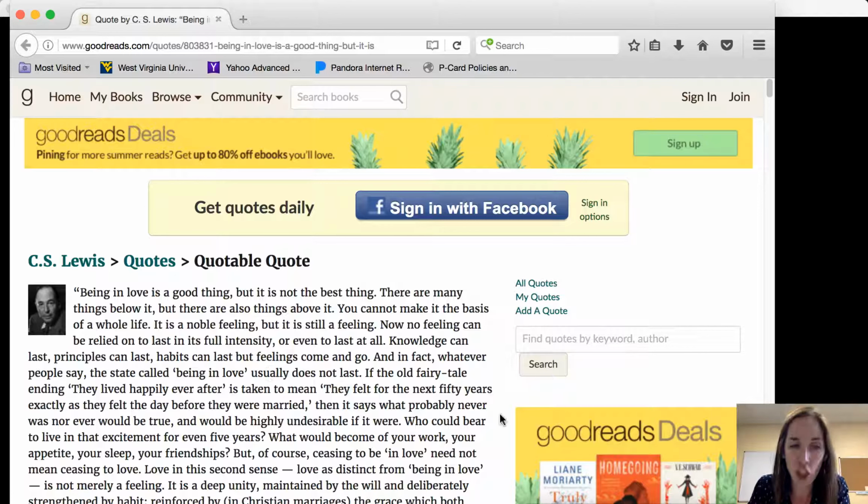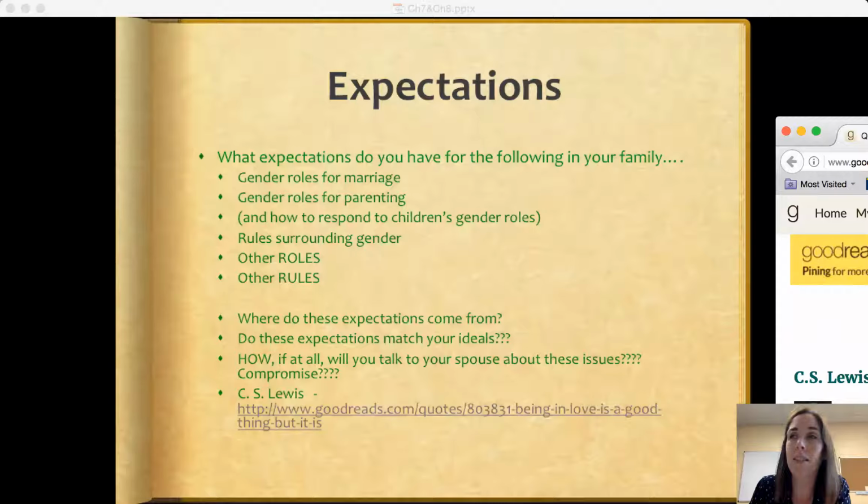But this quotation from C.S. Lewis, where he talks about being in love, and we talked about that last time, and how that lust is fleeting. But he says knowledge can last, principles can last, habits can last. Habits, ooh, behaviors, I love it. But feelings come and go. And in fact, whatever people say, the state called being in love usually does not last. That's right, you're so smart, C.S. Lewis. Habits endure. And so when we have expectations for each other, let's try and talk about habits and behaviors.